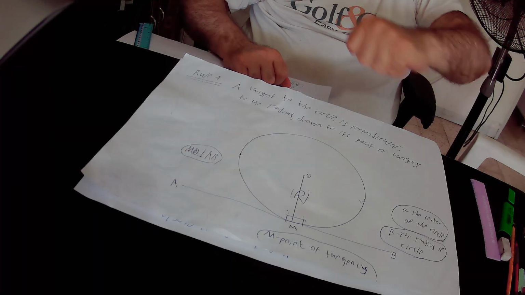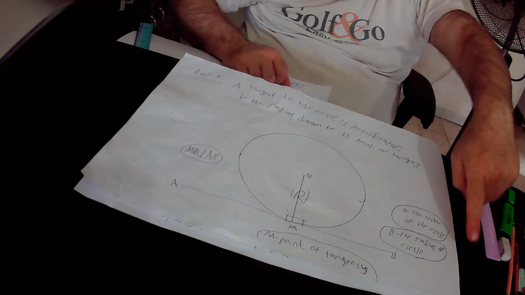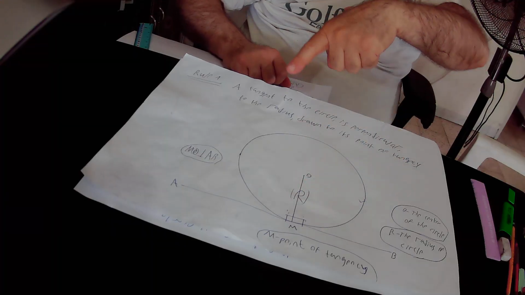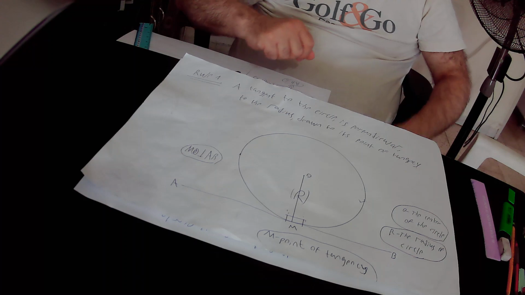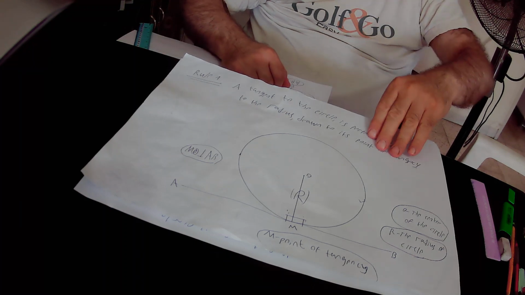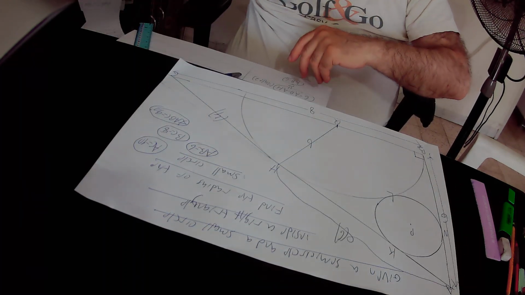Whenever you have a radius that is drawn to the point of tangency, then tangent AB will be perpendicular to the radius MO. If AB is perpendicular to MO, it means that this angle equals 90 degrees and this angle also equals 90 degrees according to this rule 1. So we can implement rule 1 in our drawing.